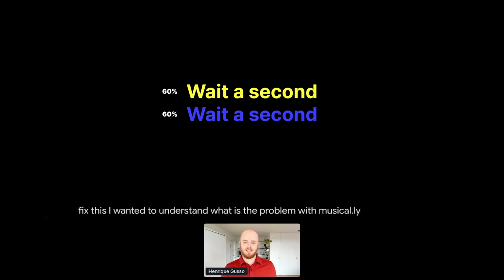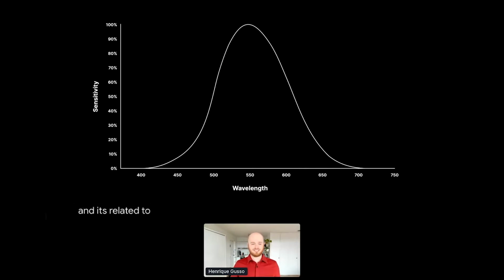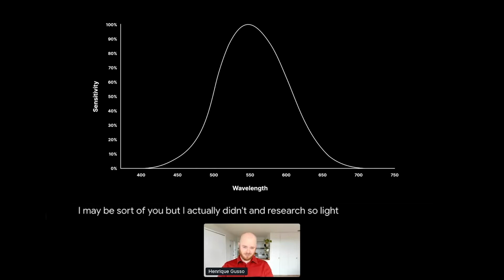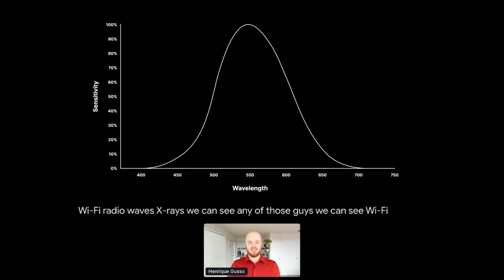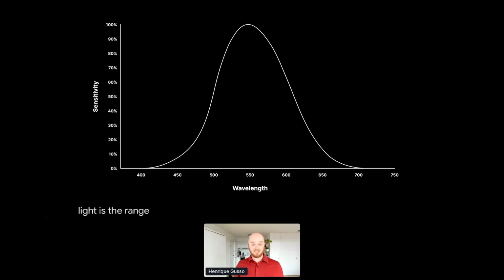Why is it like this? And it's related to what light is. And I don't know if you know what light is. I thought I maybe sort of knew, but I actually didn't. I needed to research. So light is a range of frequencies of electromagnetic radiation. And there are tons of ways we know uses of electromagnetic radiation in our lives. You have microwaves, for example, which are the frequencies used by Wi-Fi, radio waves, X-rays, and we can't see any of those, right? We can't see Wi-Fi. And light is the range that we can see. Light is the range of electromagnetic radiation that we can see.